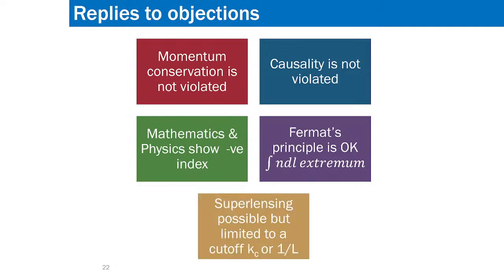And finally, we'll also see superlensing is possible. That also we'll see with one example. Under certain limitations, superlensing is possible. So these are the four replies to the objections that were raised and which we discussed in the last discussion.